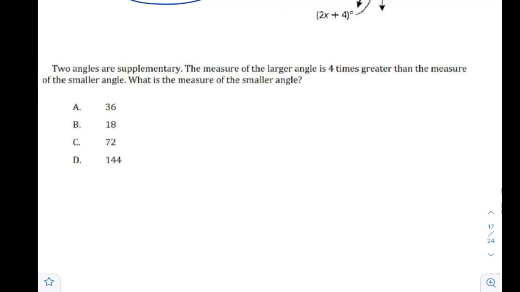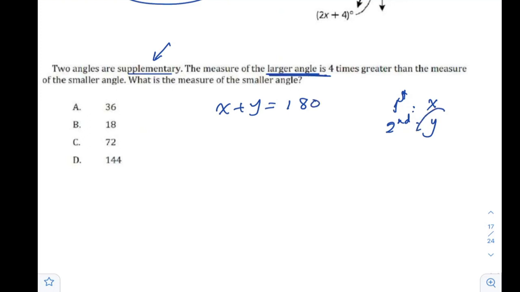Next, two angles are supplementary. That means their sum is 180. So let's assume that the first angle is x and the second angle is y. When he said supplementary directly, you should know that their sum is 180. The measure of the larger angle, let's say this is the larger and this is the smaller. We can assume that the larger angle y is 4 times greater than the measure of the smaller.